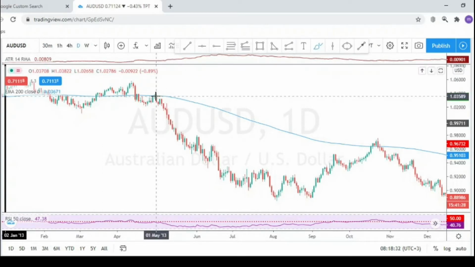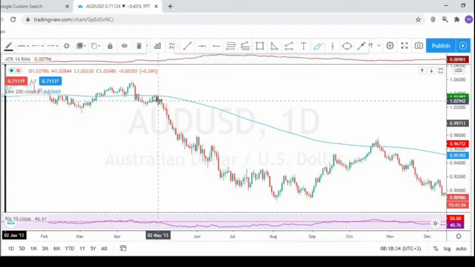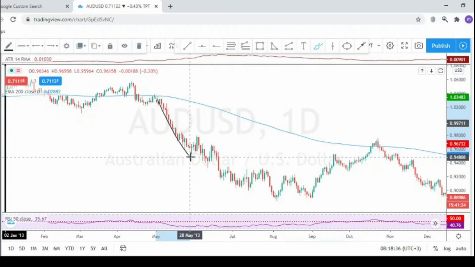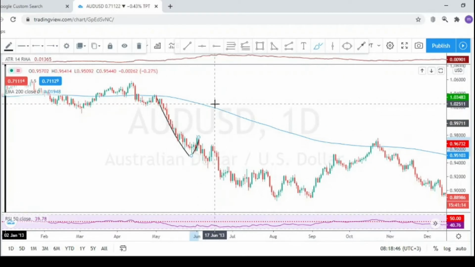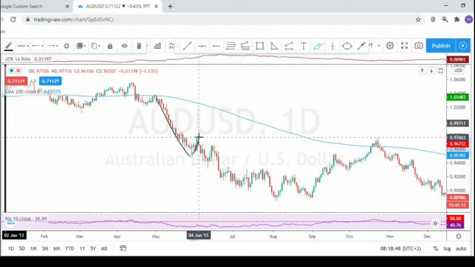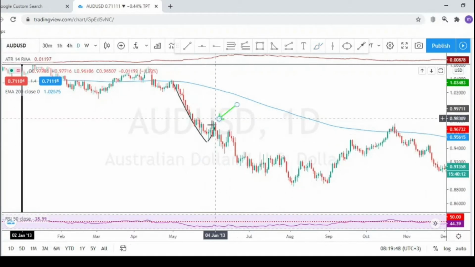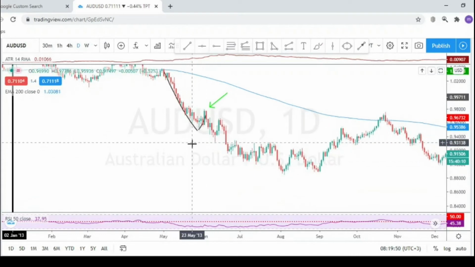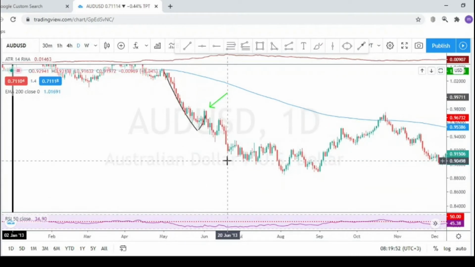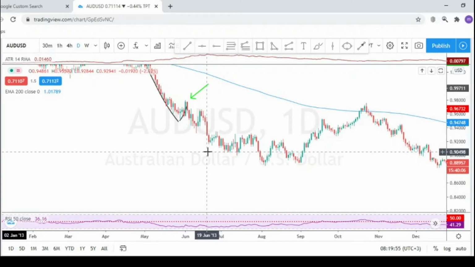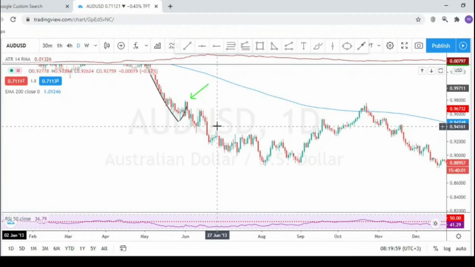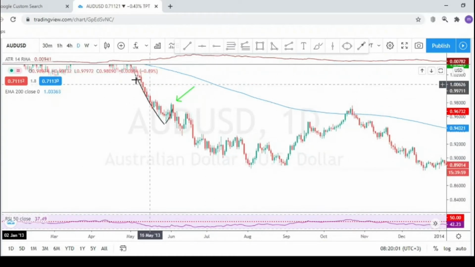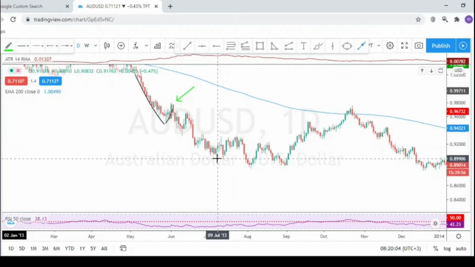We have a market trending below the moving average and makes a pullback that does not touch this moving average. Then you look for your price action pattern, then you enter the market. This one would be a win, let's say up to here. Then you wait for another pullback. Wait for another pullback. Look for your price action. You enter. This one also, guys, would be a win.